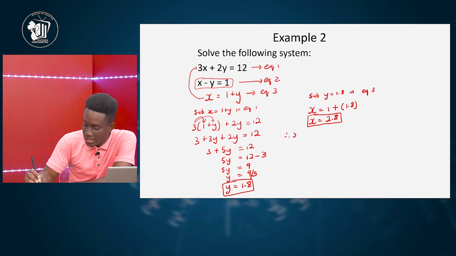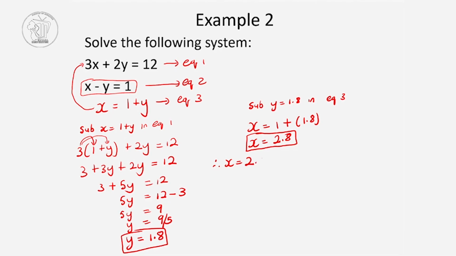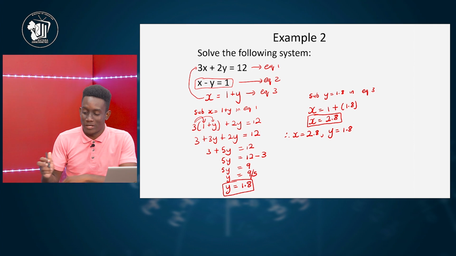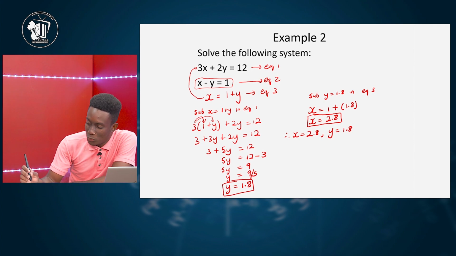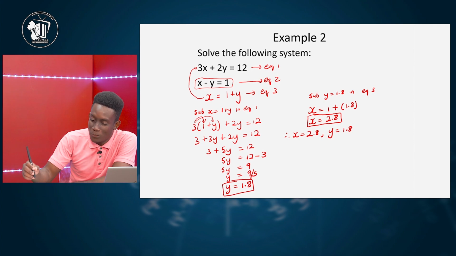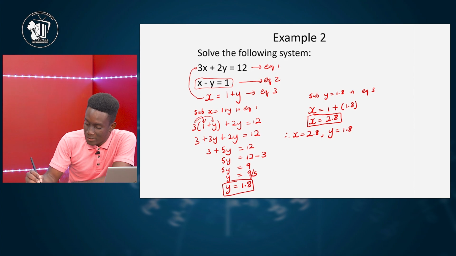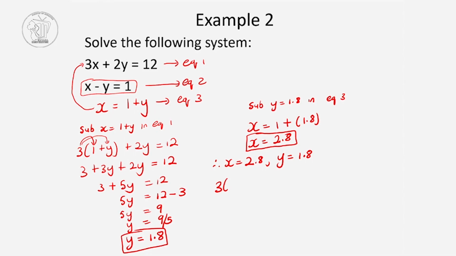So we can say, therefore, x is equal to 2.8 and y is equal to 1.8. So now we can do the nice part, which is to check to make sure that what we did was correct. So what we can do, we can substitute both of these into both equations. So let's use equation 1. So we say 3, instead of x, we'll say 3 times 2.8 plus 2 times 1.8. That should give you 12.